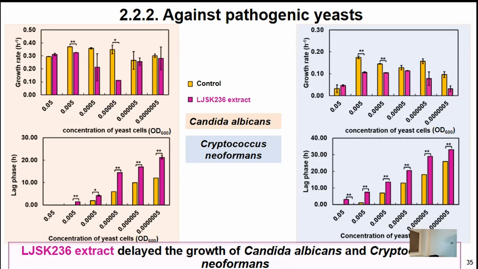Similar result for the other pathogenic yeast cell as well. So this also supported our data that not only the normal yeast cells, but when the pathogenic yeast cells are also treated with the 236 extract, they are taking more time to divide.